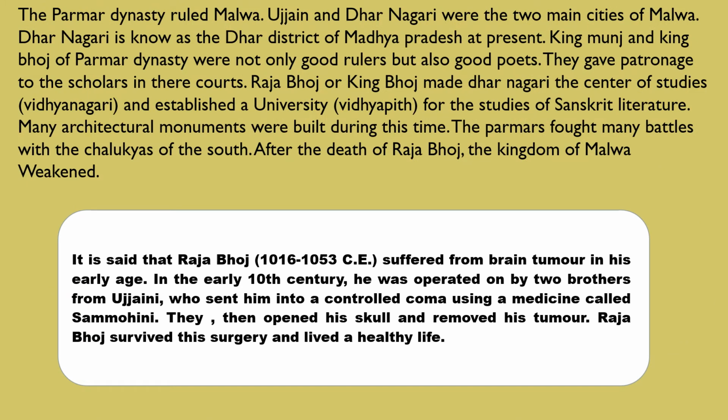The Parmar dynasty ruled Malwa. Ujjain and Dhar Nagri were the two main cities of Malwa. Dhar Nagri is known as the Dhar district of Madhya Pradesh at present. King Munj and King Bhoj of the Parmar dynasty were not only good rulers but also good poets. They gave patronage. Patronage means they supported the scholars in their courts. Raja Bhoj made Dhar Nagari the center of studies.